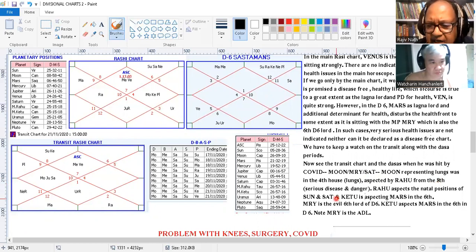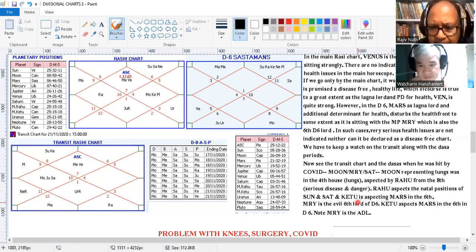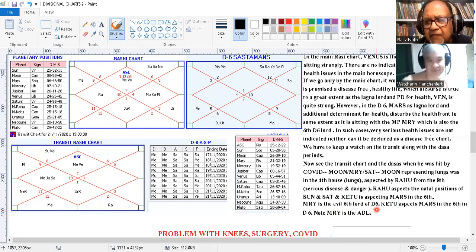Serious disease and danger. Rahu aspects the natal positions of Sun and Saturn and Ketu. We have already studied this in transit, so you can go back and refer to that. Ketu is aspecting Mars in the sixth. Mercury is the evil sixth lord of D6, a functional malefic planet in the divisional chart. Ketu aspects Mars in the sixth in D6.